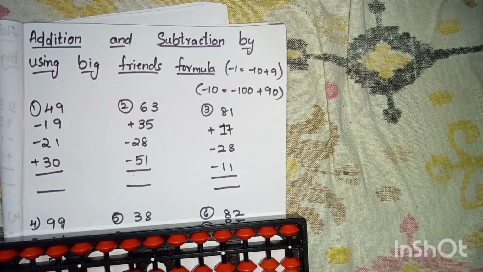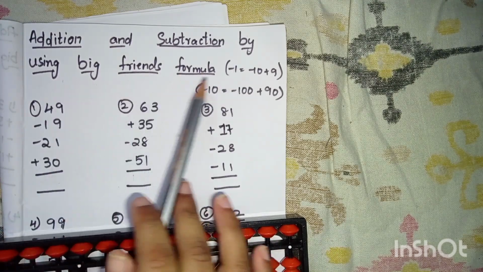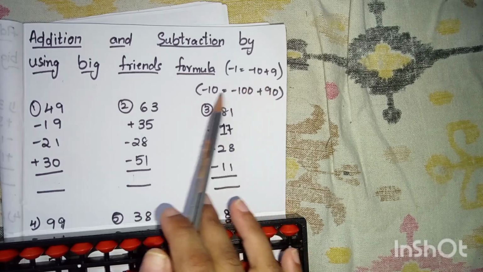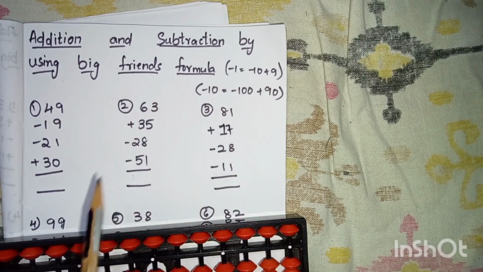In this video, we are going to do addition and subtraction by using big friends formula. Minus 1 is equal to minus 10 plus 9 and minus 10 is equal to minus 100 plus 90.